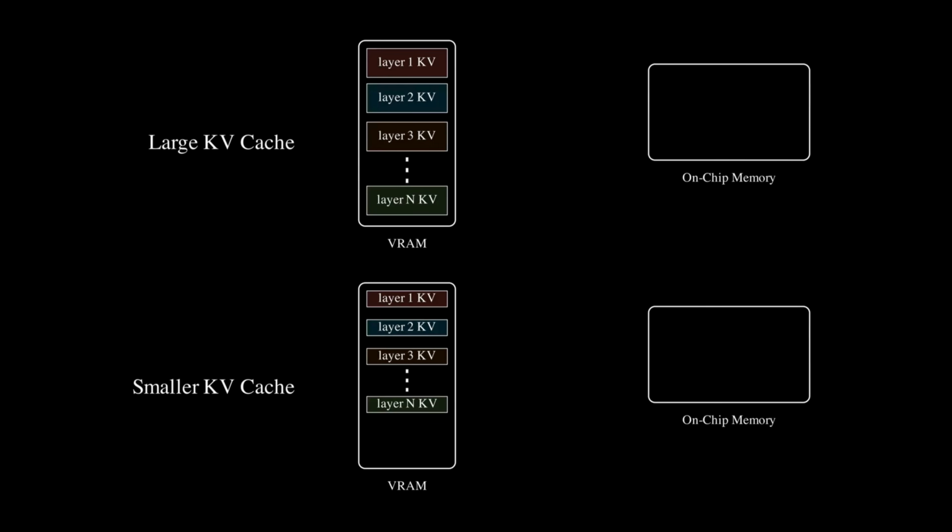Larger KV caches not only consume more GPU memory, but moving these large memory blocks also takes time. And on modern GPUs, computation is often faster, which means that the compute cores end up sitting idle waiting for the data to arrive from memory. So reducing KV cache size becomes extremely important for fast LLM inference.